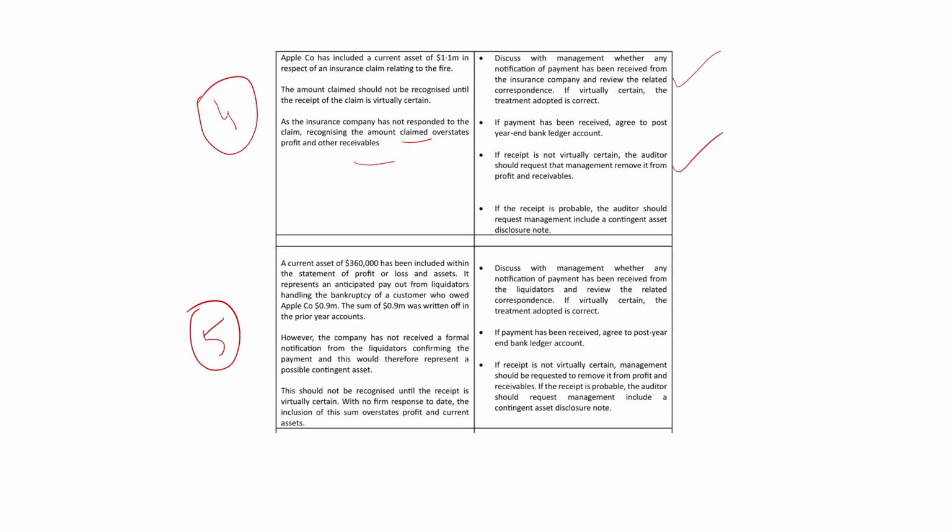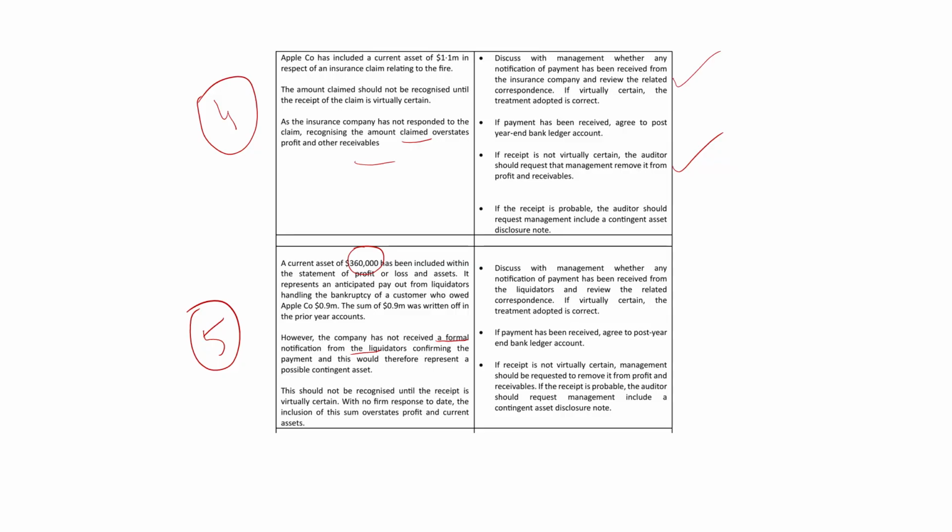This is an anticipated payout from liquidators who are handling the bankruptcy of a customer who owed the client 0.9 million. The sum of 0.9 million was written off in the prior accounts. So they had a bad debt, they wrote it off, and there'd been some public announcement to say some of the money might be recovered. Now that public announcement does not count as the inflow being virtually certain, because they've not had any formal communication or notification from the liquidators. This is not virtually certain and you cannot book this as a current asset.